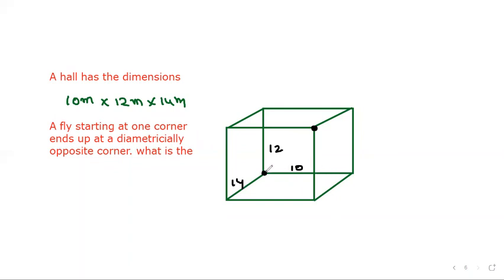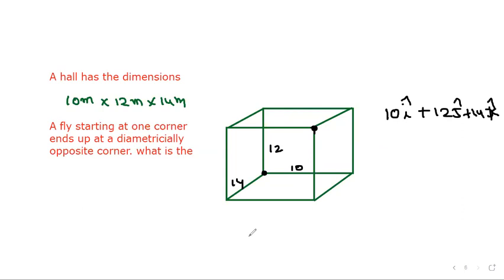Along x-axis, how much distance was traveled to this particular point? Along x-axis, it traveled 10. The displacement is 10 i cap plus, along y-axis, 12 j cap. Along z-axis, it will be 14 k cap. So from one corner to the diametrically opposite corner, it covers all the length, breadth, and height also. So for the displacement, you have to calculate the magnitude of this displacement.